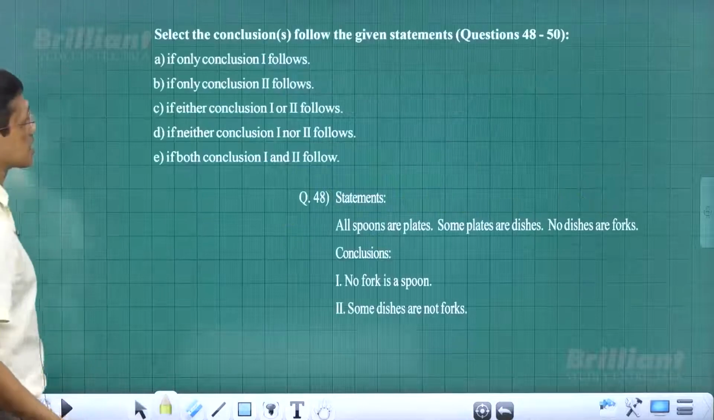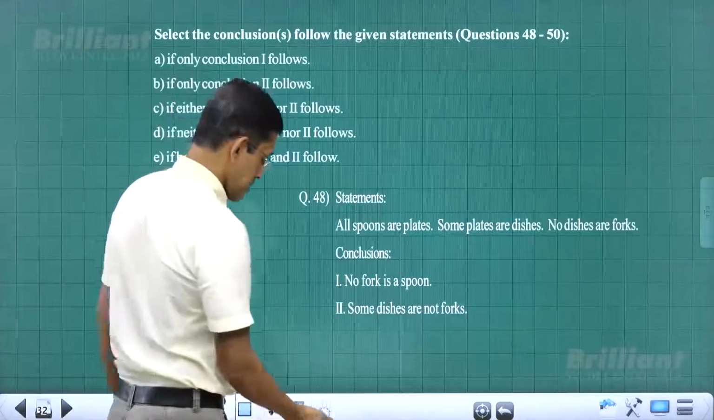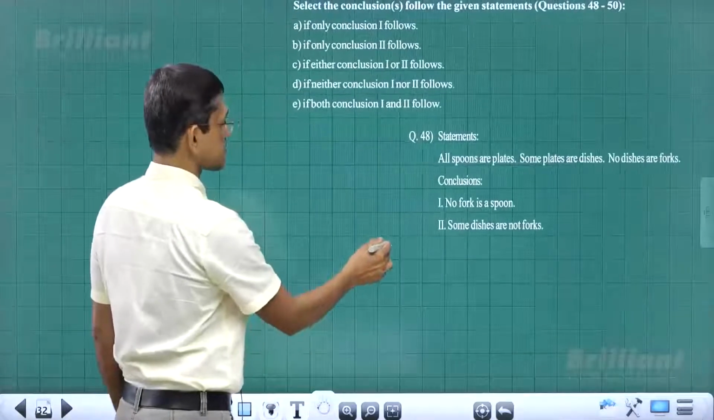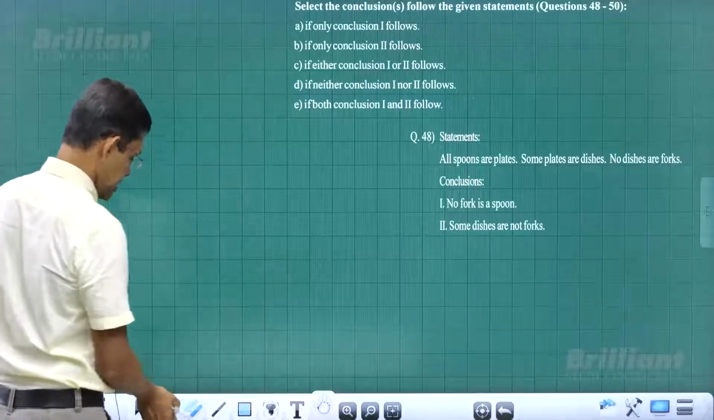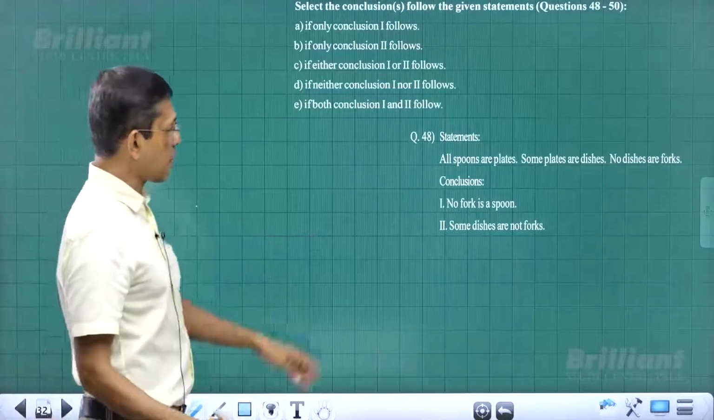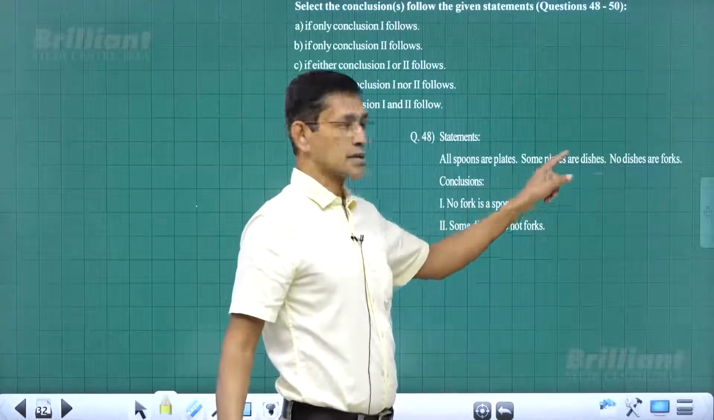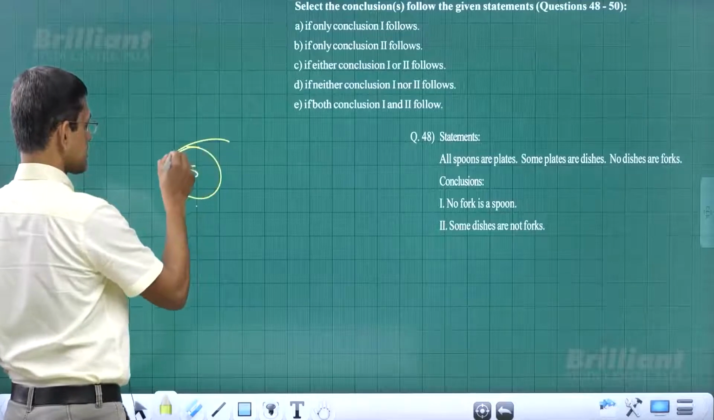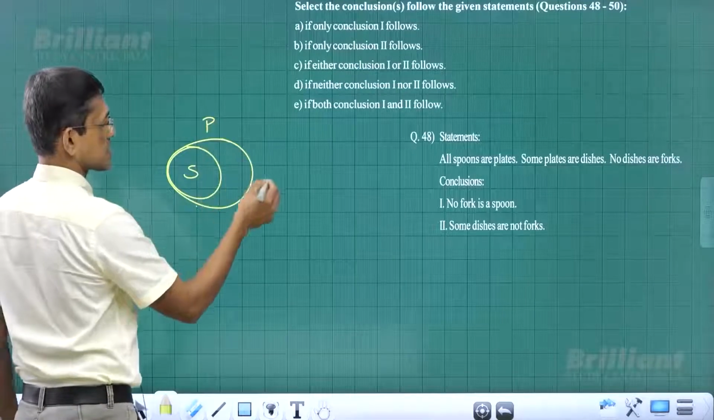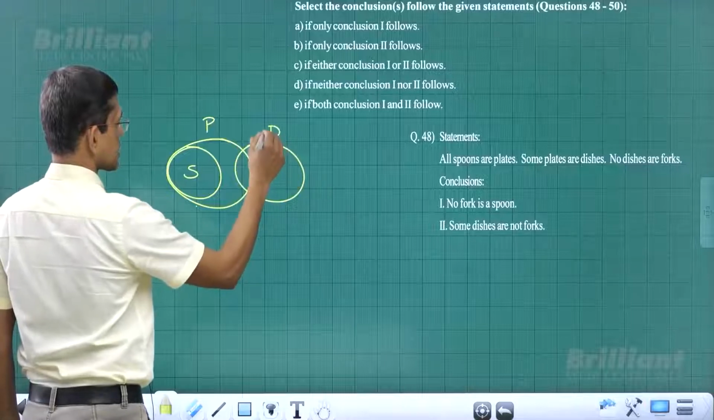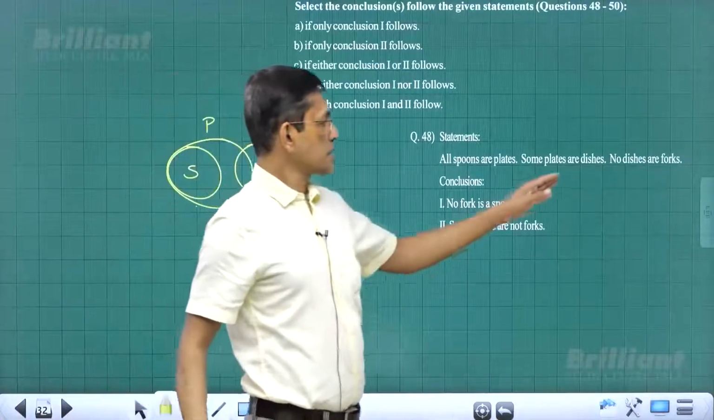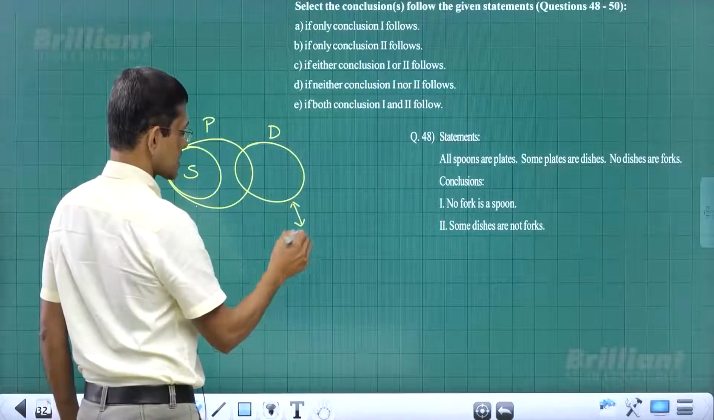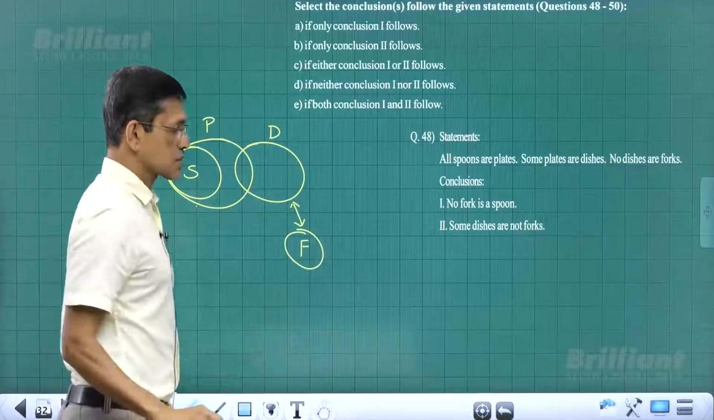Now, next one. These are again syllogism type questions. So let's take a look at how to deal with these questions. Statements, conclusions. So go for statements first. All spoons are plates. Some plates are dishes. So these are dishes. And no dishes are forks. So there is no intersection between dish and fork. So that's a basic diagram.